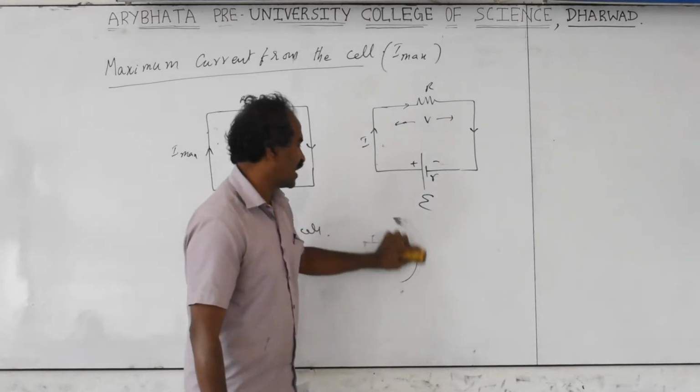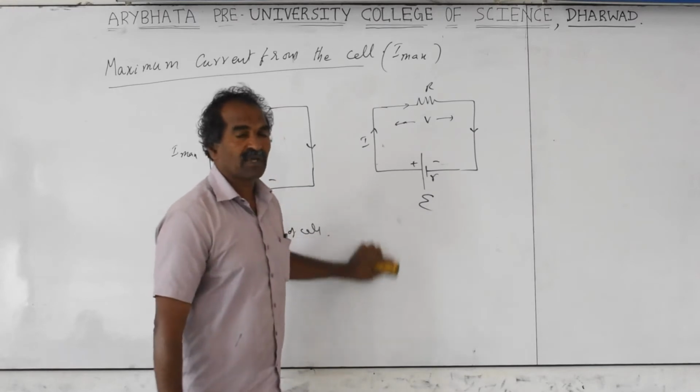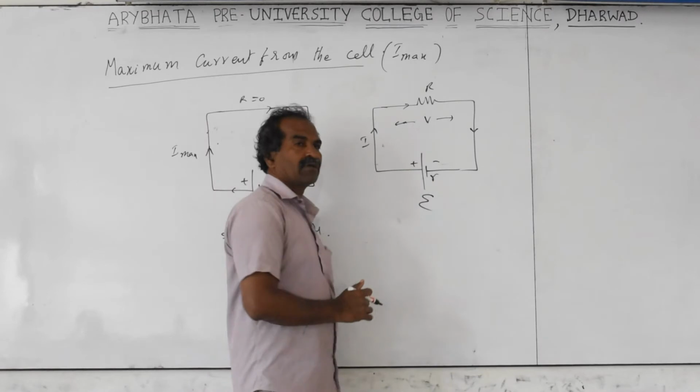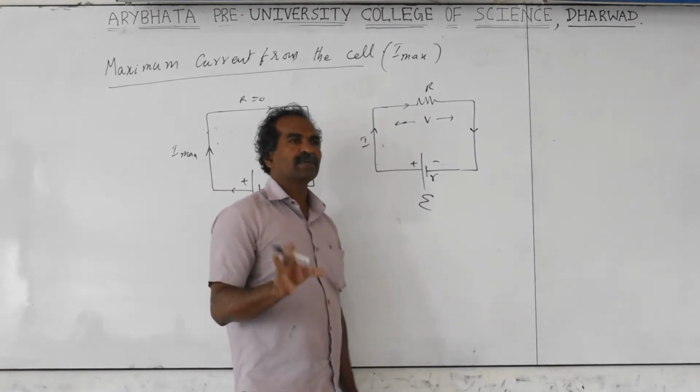So you should never try to short circuit cells, any cells. Specifically, dry cells are not a big problem. Dry cells means the cells we use in the houses. They are naturally not dry, but they are called dry cells.